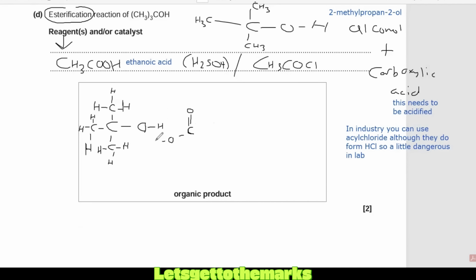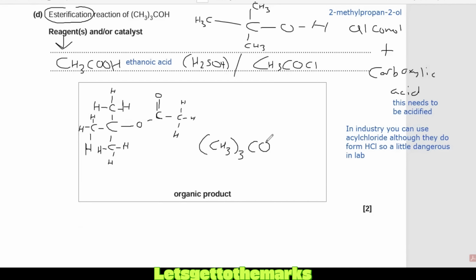So here is the carboxylic acid functional group, ethanoic acid, and all I need to do is remove a water molecule. Now I can remove that or I can remove that. It doesn't really matter. The end product's going to look the same, okay? So I'm just going to zing this over and join these together, and there's my final product, which will give me the marks for the organic product.